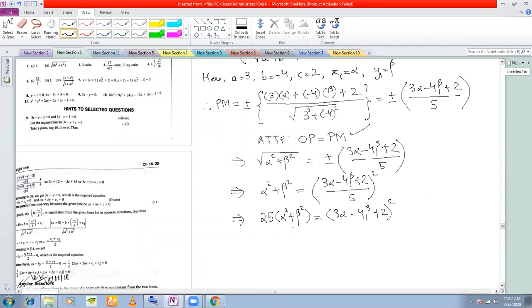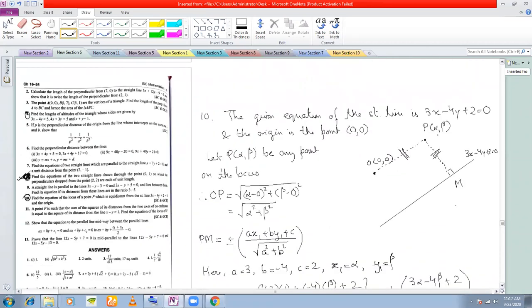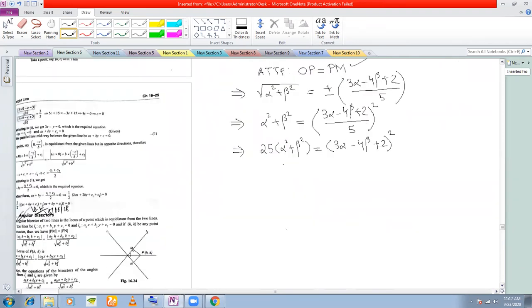So you have got a relation between alpha and beta, and remember what I told you. What is the locus? Locus is nothing but a relation between alpha and beta. Have I got a relation between alpha and beta here? Yes. So what I do now is change alpha and beta to current coordinates.